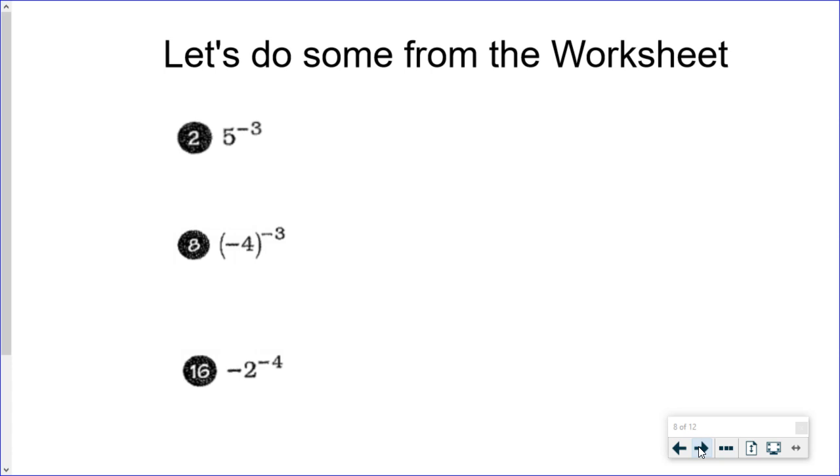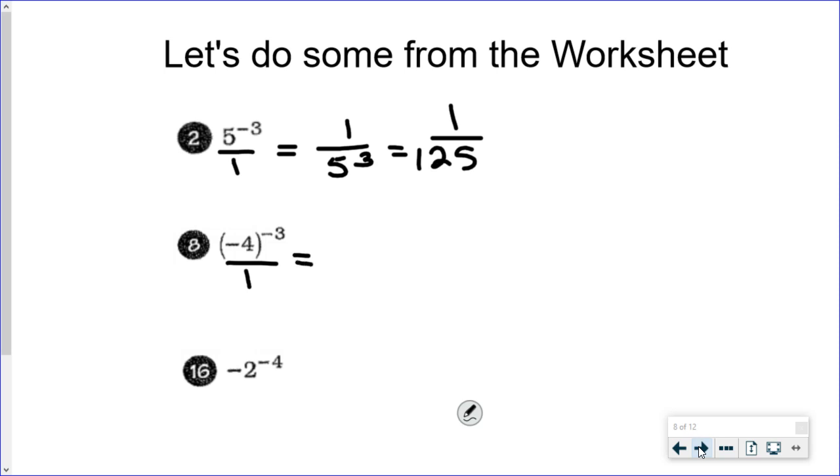Take out your worksheet. That means that 5 to the power of 3 has to go on the bottom. And then that exponent goes from a negative to a positive, and 5 to the power of 3 is 5 times 5 times 5, which is 1 over 125. Okay, same thing here. Make it a fraction to start.